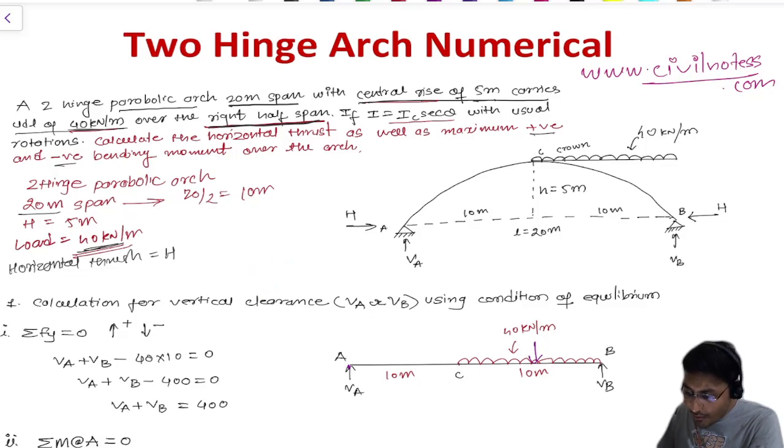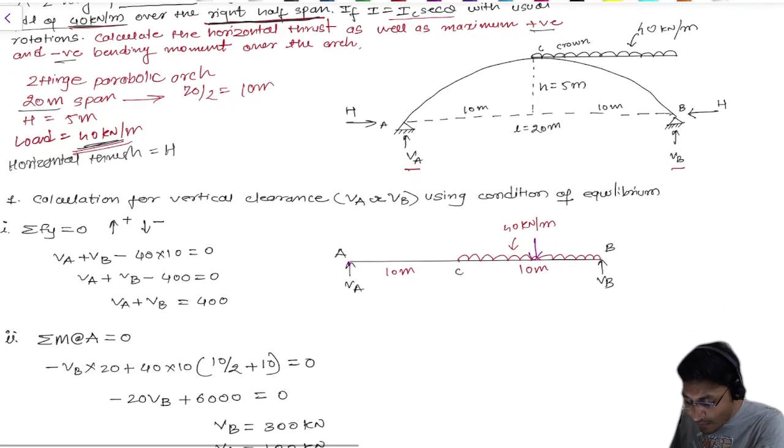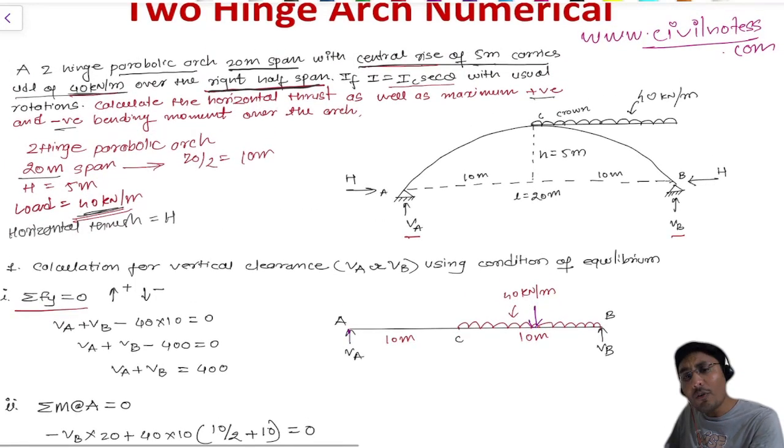first of all, what we have to do is calculate the vertical reactions VA and VB. This VA value and this VB value we need to calculate, based on the condition of equilibrium. For that, we are going to do a summation of forces along the y direction equals 0. Whatever forces are going from top to bottom will be positive, and the forces coming from bottom to top will be negative, right?